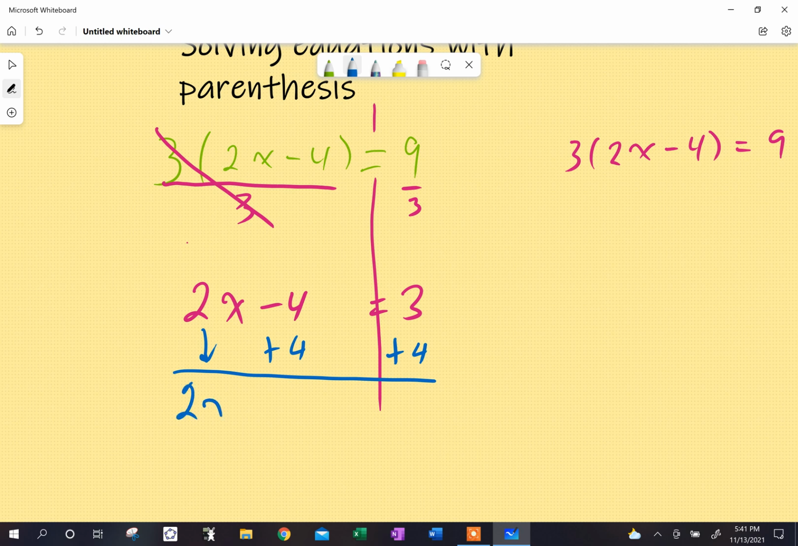So now I'm left with 2x equals 7. I'm going to divide by 2 and divide by 2, and we get x equals 3 1/2.